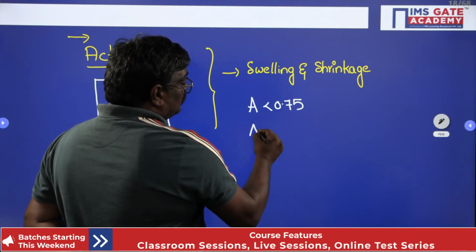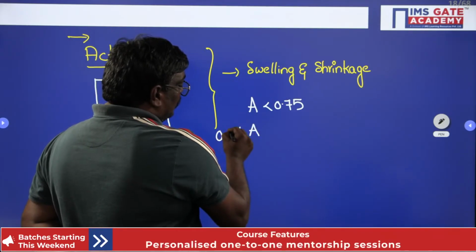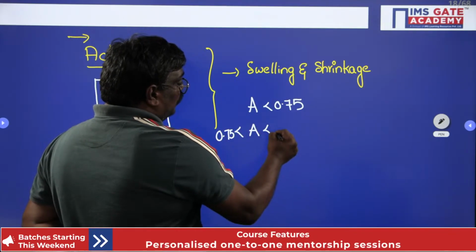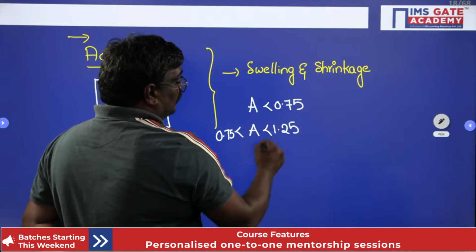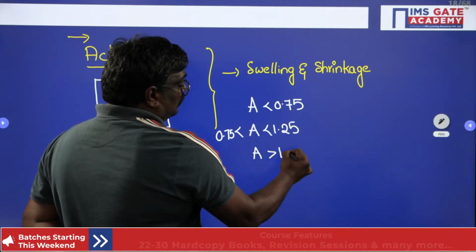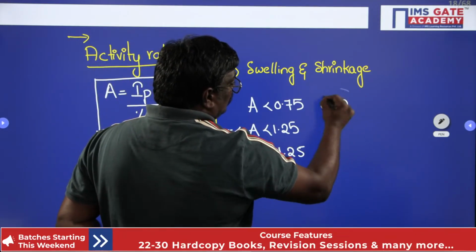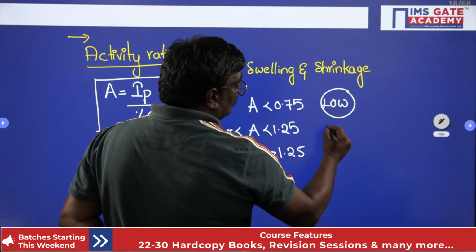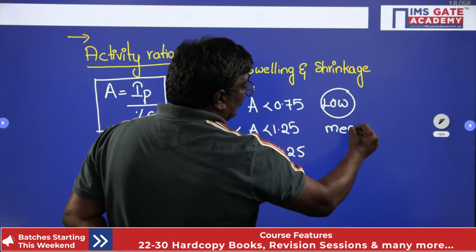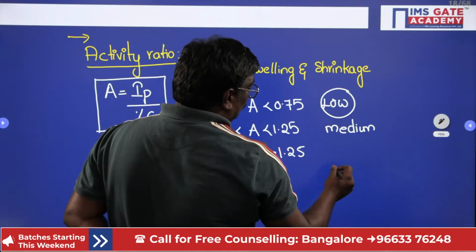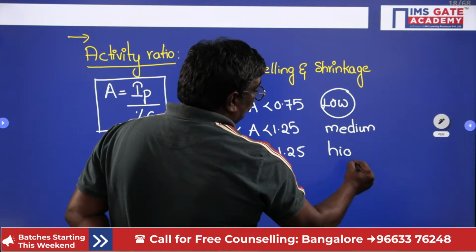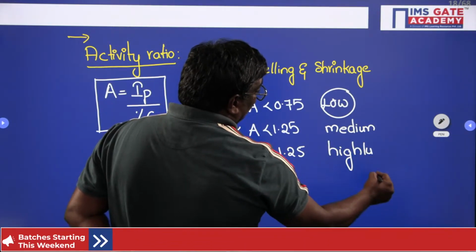Now see, students, the activity ratio is between 0.75 to 1.25, or less than 0.75, or more than 1.25. If it is less than 0.75, it is a low active soil. If it is between 0.75 and 1.25, the soil has medium activity. If the activity is more, then it will have more swelling. And if it is more than 1.25, it is highly active.